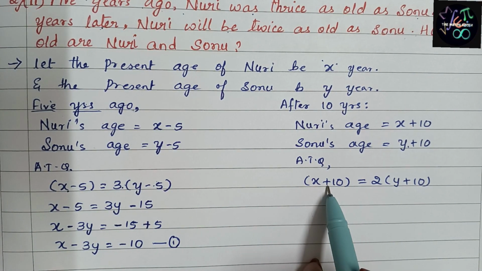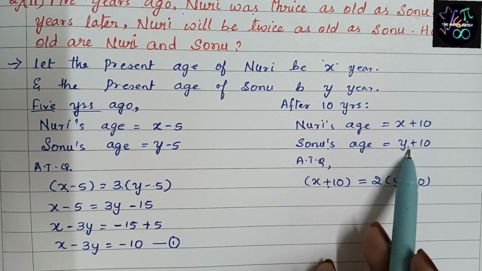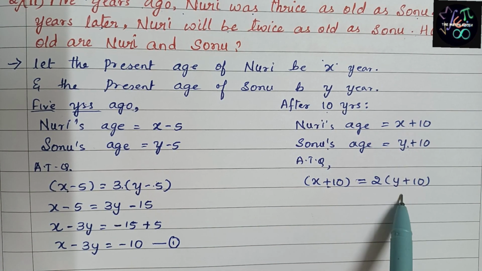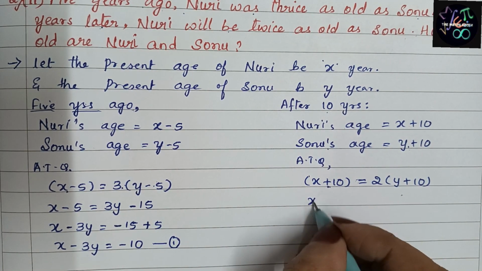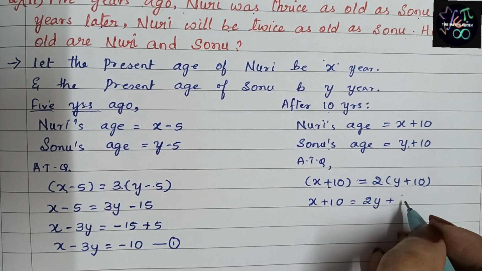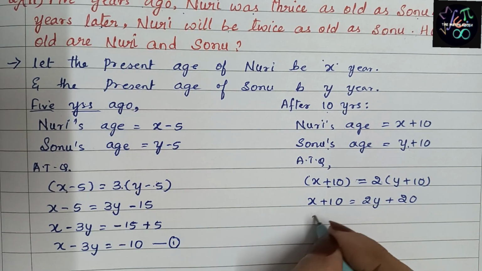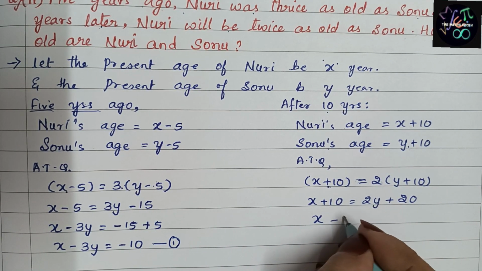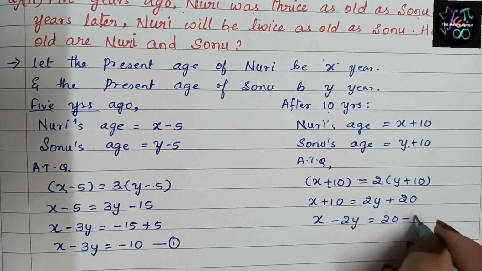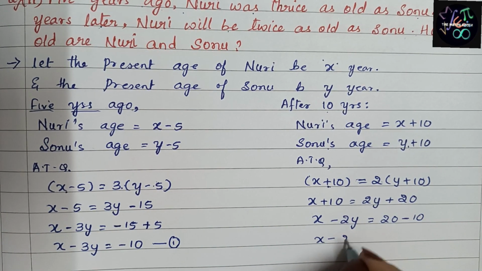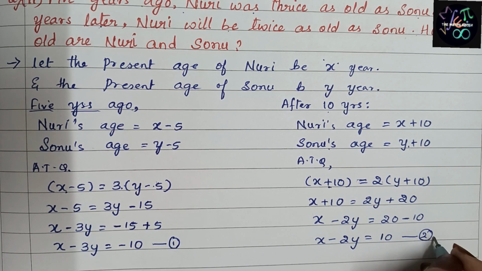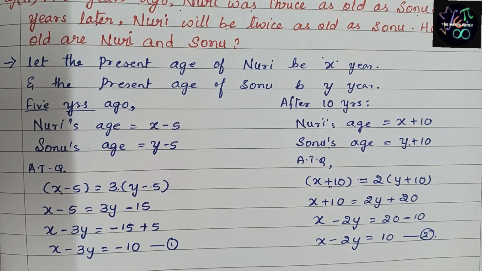According to the question, I have written Noori's age and Sonu's age after 10 years. So Noori will be twice as old as Sonu. Let us solve this. x plus 10 as it is, equals 2 into y, 2y. 2 tens are 20. Now standard form, after x we will bring y, minus 2y. This 20 as it is here. This 10 if I take this side, minus 10. x minus 2y is equal to 20 minus 10, that is 10. Equation 2.